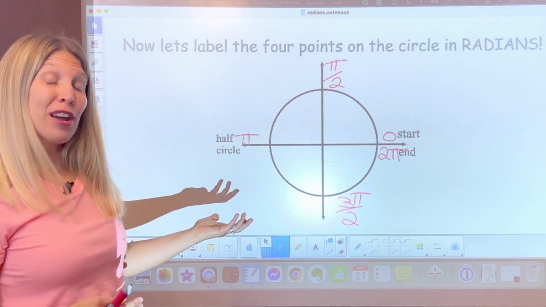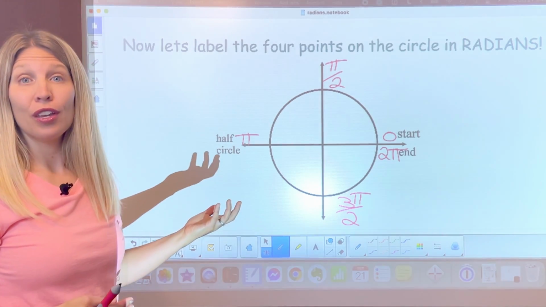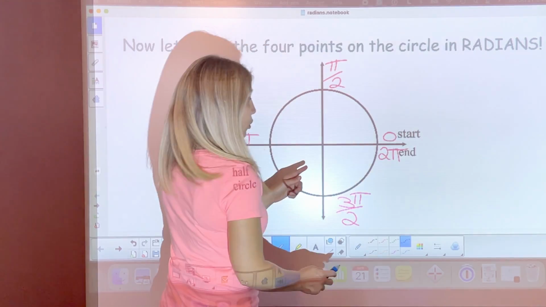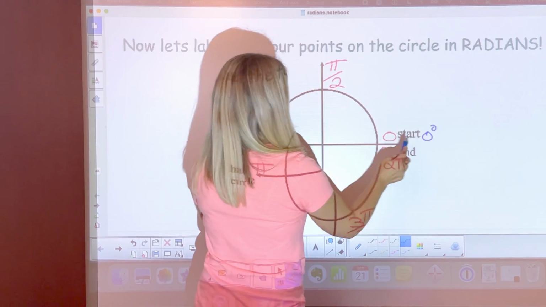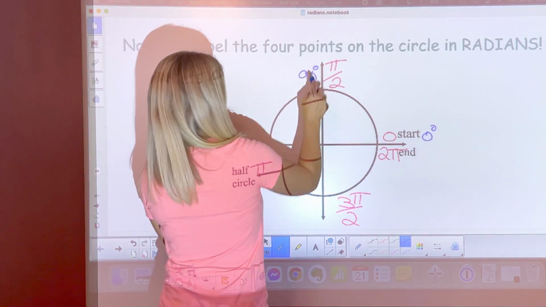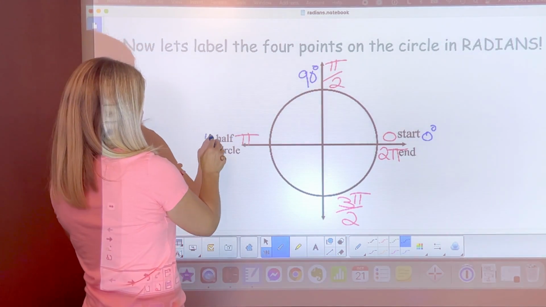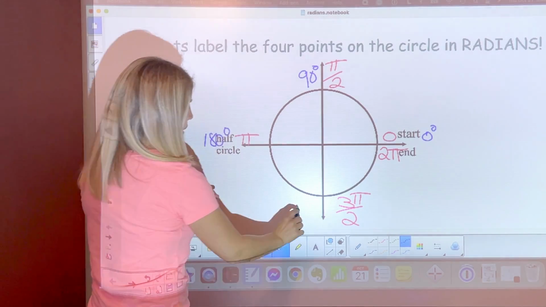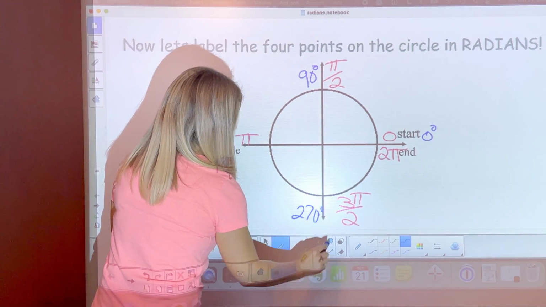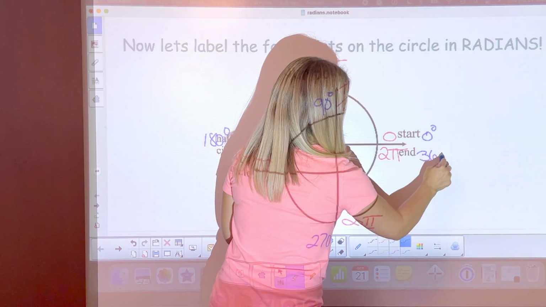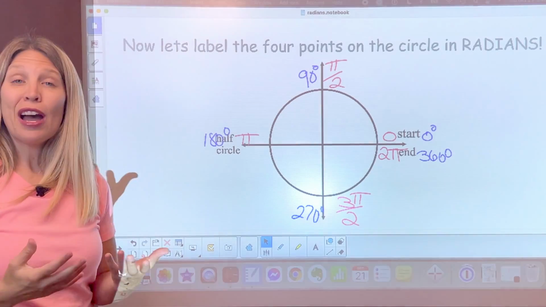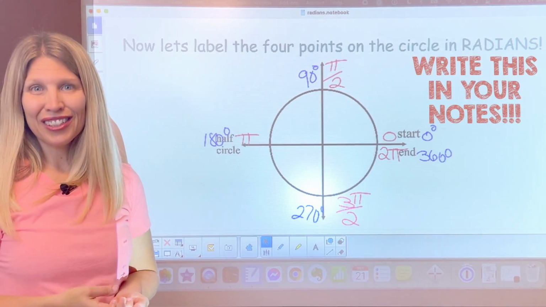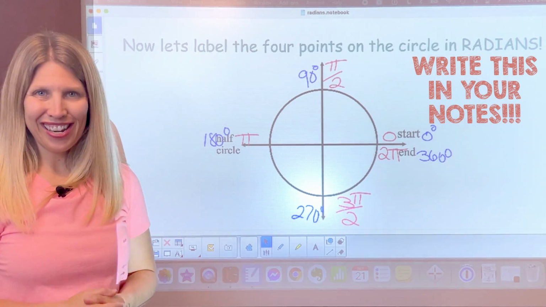And then you can compare that to how you do it with degrees, right? So with degrees, this would be 0 degrees, 90 degrees, 180 degrees, 270 degrees, and 360 degrees. So now you have a trigonometry unit circle labeled in both degrees and radians.